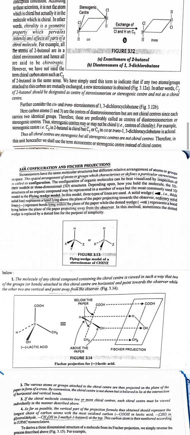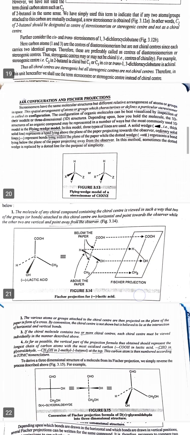Thus, all the chiral centers are stereogenic, but all stereogenic centers are not chiral centers. Therefore, in this unit, henceforth we shall use the term stereogenic center instead of chiral center. Configuration and Fischer projection. Stereoisomers have the same molecular structure but different relative arrangement of atoms or groups in space.